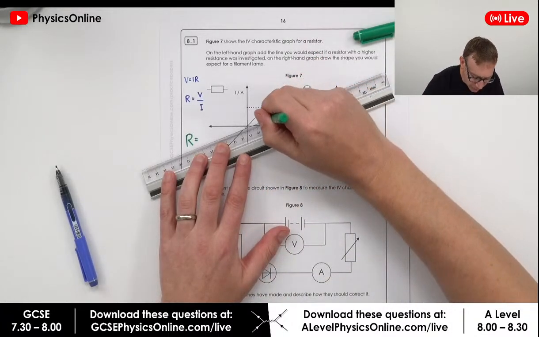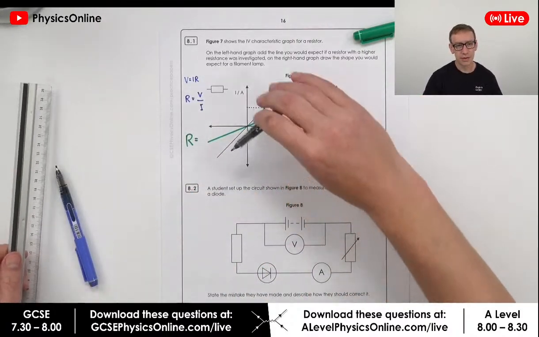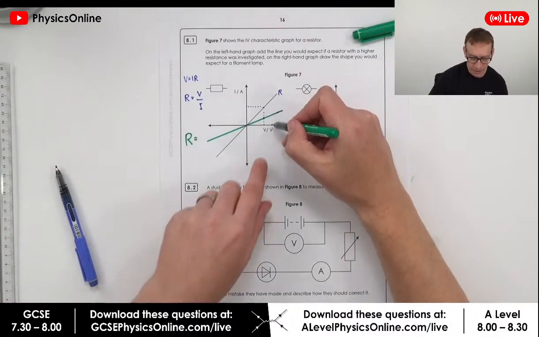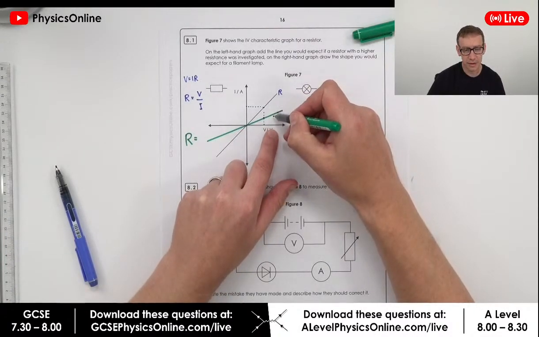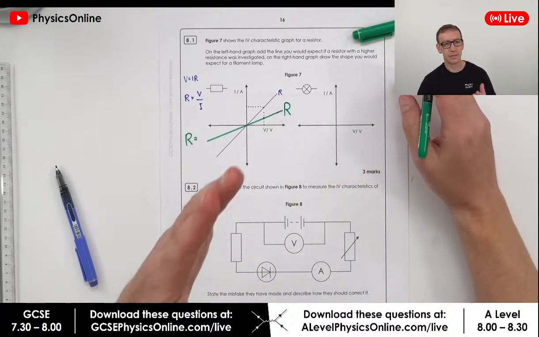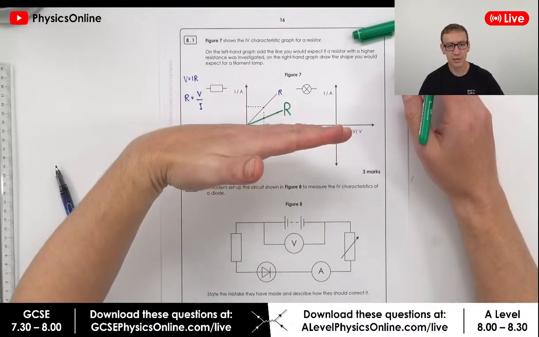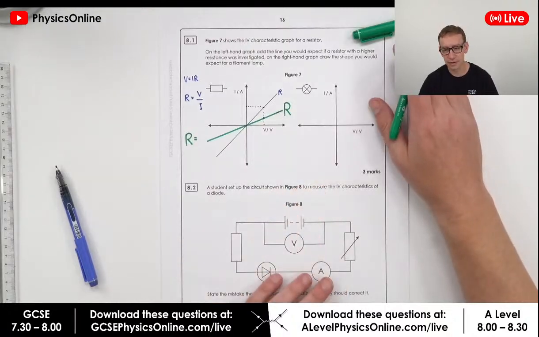So what we should be drawing is a line that is straight, it's through the origin, but it has a lower gradient. Okay, so we can see here that for the same value of potential difference, the current is going to be lower on this second line. So this is the line that we'd show. When it's a higher resistance, the line tends to be like this. If we had a resistor with a lower resistance, that would then, in this case, have a steeper gradient.